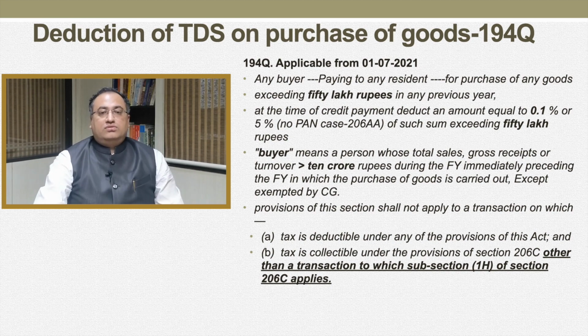However, it goes on to say that the provision of this section shall not apply to any transaction on which TDS has been deducted under any other provision of income tax or TCS is collected. However, in case the transaction is covered under section 206C subsection 1H, in that case, section 194Q will be applicable. So here you have a hint that section 194Q has a superiority over section 206C subsection 1H. So we'll discuss it in coming few slides also.